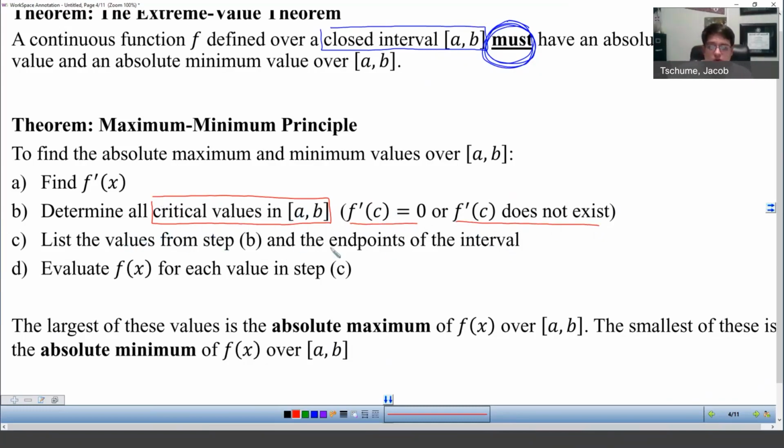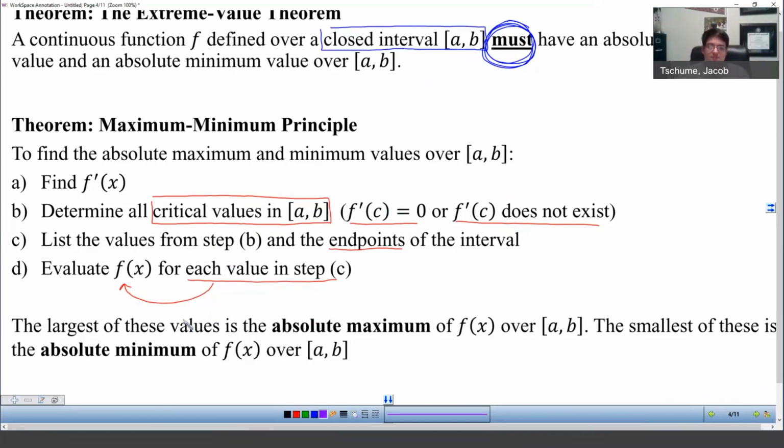You need to list the values from step B, and you need to also locate the endpoints of the interval, because as we talked about, an absolute max and min can occur at an endpoint. And then here's where the tedious part comes in. You need to take every value from step C, so that's all the critical values and your endpoints, and you have to evaluate the original function at all those points. So it's a lot of number crunching in your calculator. You'll get your calculator out, and you're going to plug all these numbers into the original function.